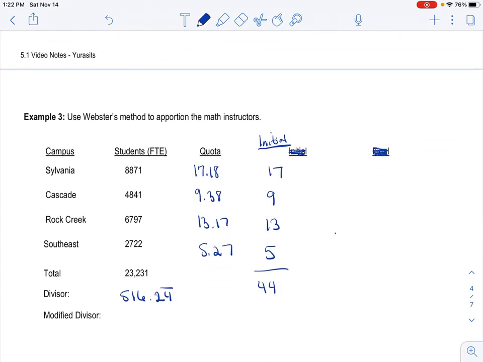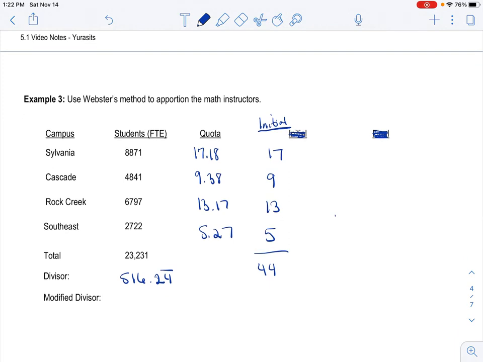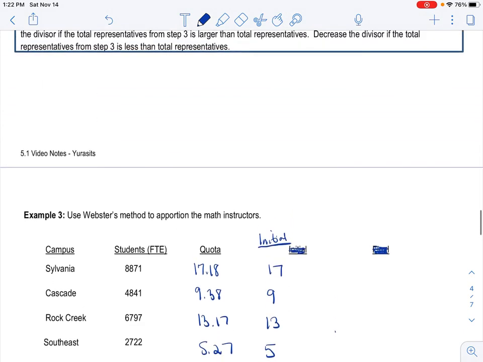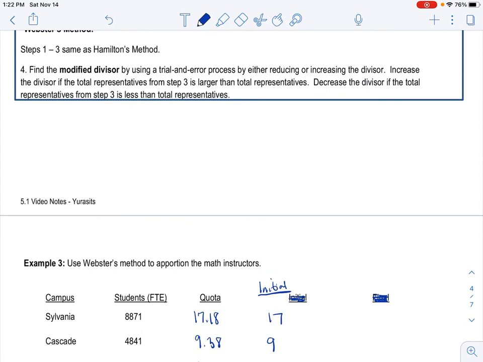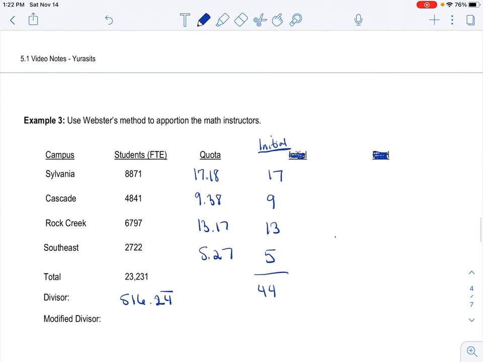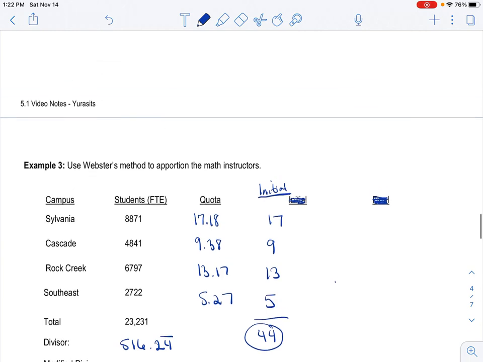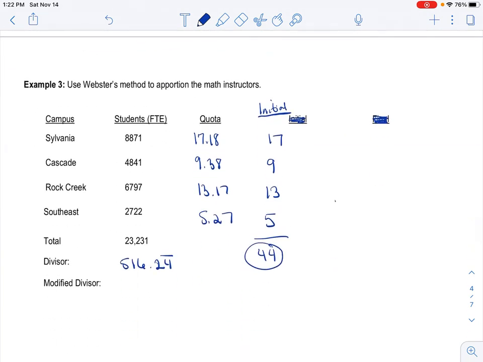Well, now with this one, we're going to use our original rounding ways, which means if it's 0.5 or bigger, that will be rounded up. If it's less than 0.5, it will be rounded down. So I have to figure out a modified divisor. And what it says here, walking you through how to do it, is increase the divisor if the total representatives is larger than what you need. Decrease it if it's less than what you need. So this is less than what we need, okay? So what we need to do then is decrease this number.